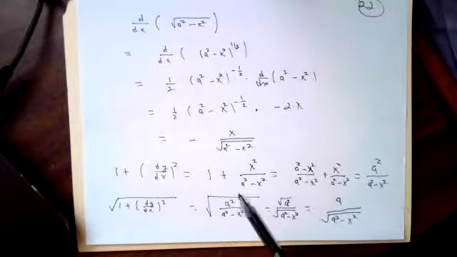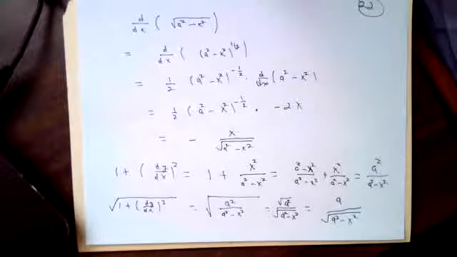X shows up as x to the first power, and the negative 1/2 power of something is 1 over the 1/2 power, which is 1 over square root. When the dust finally settles, the derivative of y with respect to x is negative x over radical a squared minus x squared.